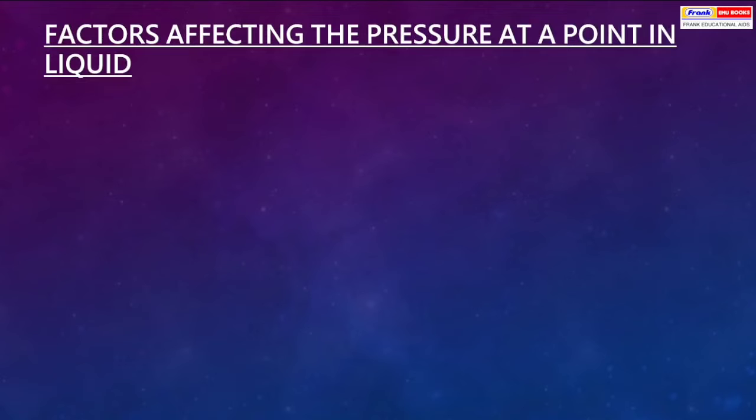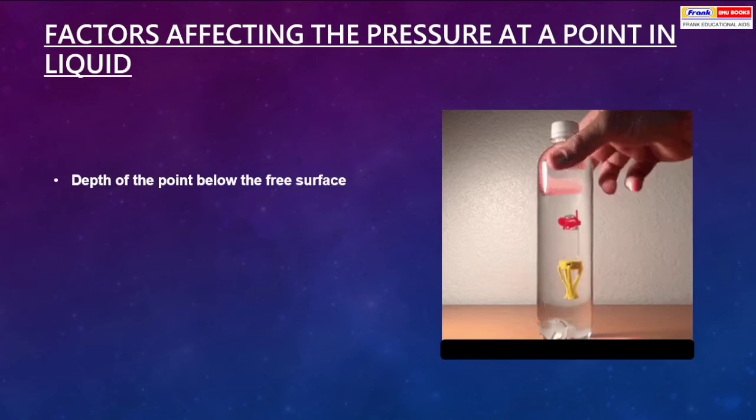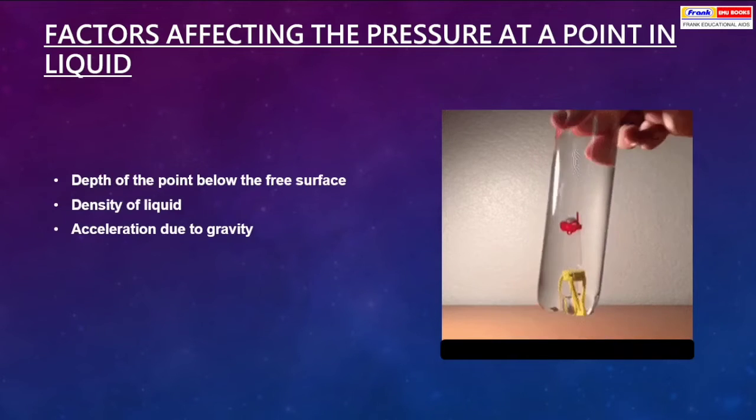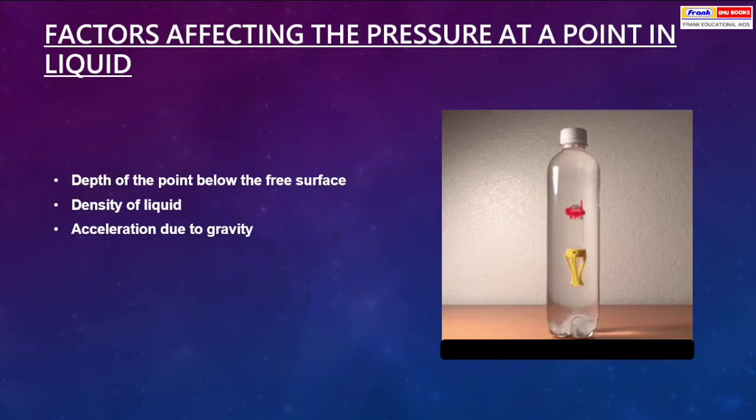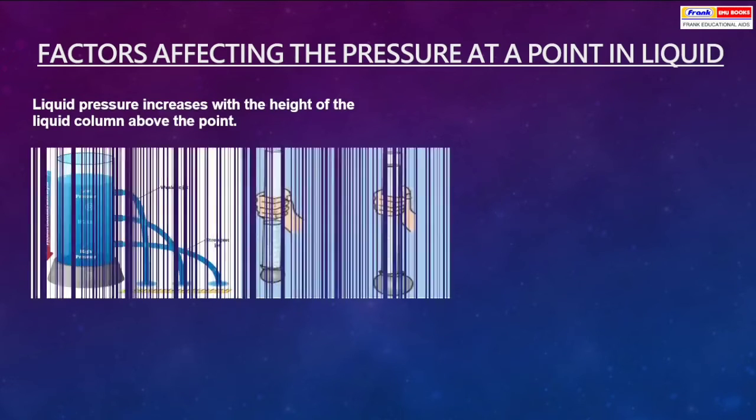Factors affecting the pressure at a point in liquid. Depth of the point below the free surface, density of liquid, acceleration due to gravity. These three are the factors which affect the pressure at a point in liquid. Now, liquid pressure increases with the height of liquid column above the point, so height is also a factor.